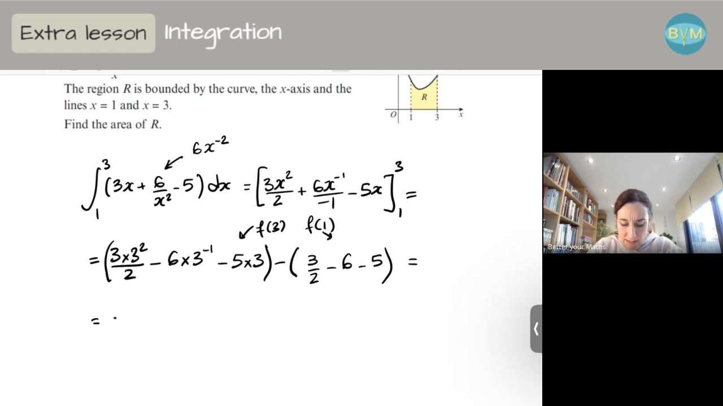So I get minus 7 halves. Minus 7 halves? Do you get minus 7 halves there?